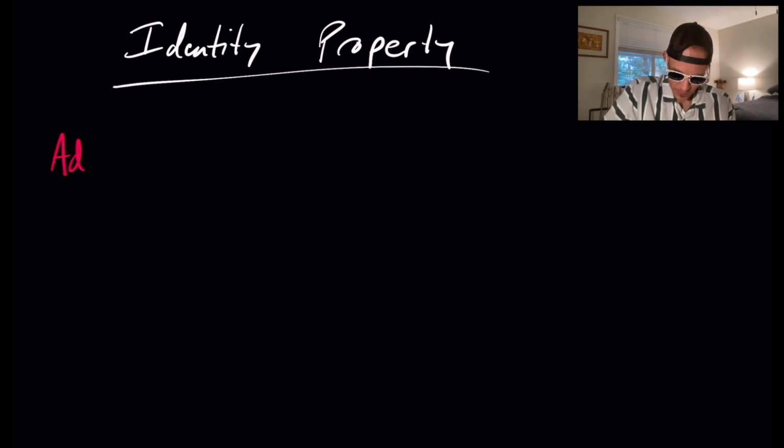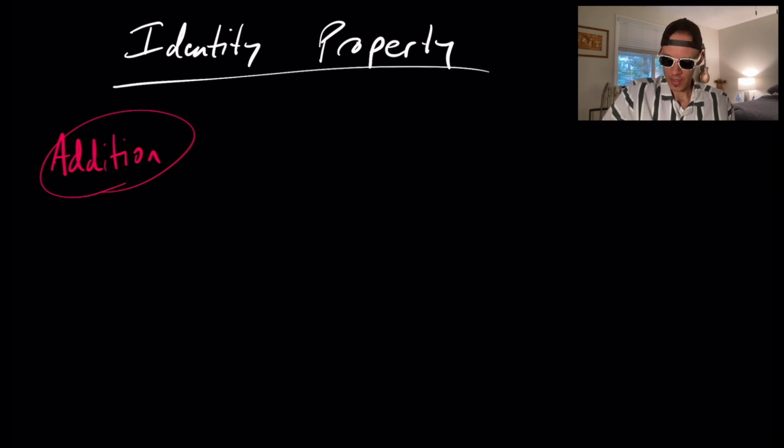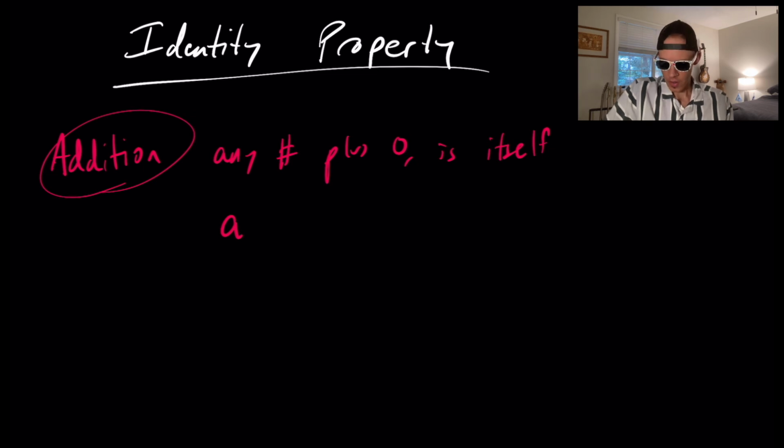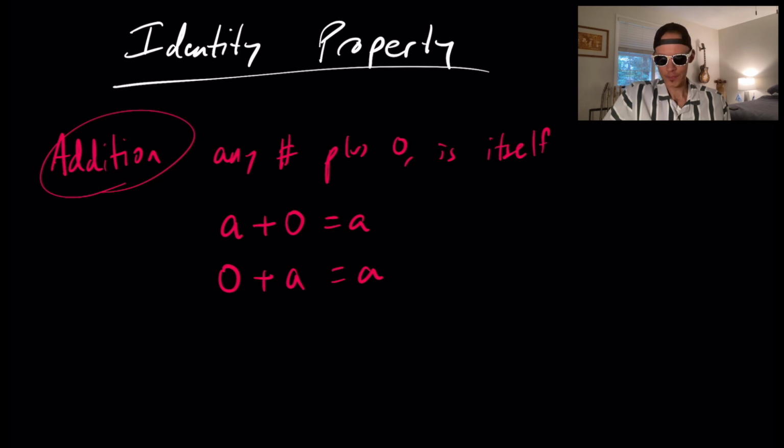So for addition, we would say it like this. We would say that any number plus 0 is itself. So any number a plus 0 is always going to equal a. And we can use the commutative property, pretty sure I said that right, and we can change the order, right? So we could do 0 plus a and still get a.